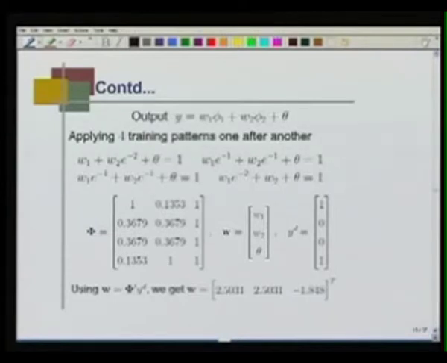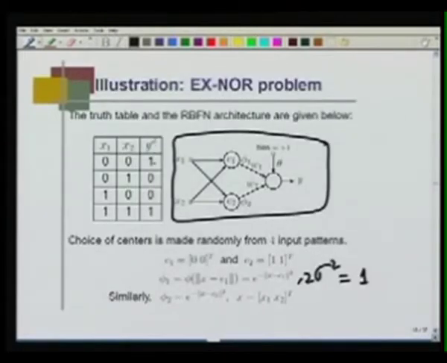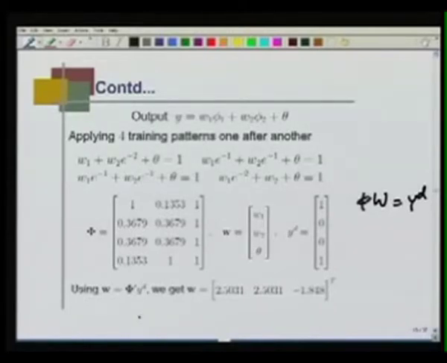If we form a matrix, phi W is YD. If we put this, then YD is 1 0 0 1, and this is your phi W. So, W is W1, W2, theta; we have 2 weights and 1 bias. If you solve using the pseudo inverse technique, where W is phi transpose phi inverse phi transpose, this is the value 2.5, 2.5, minus 1.8, a column vector. So, this is the solution.